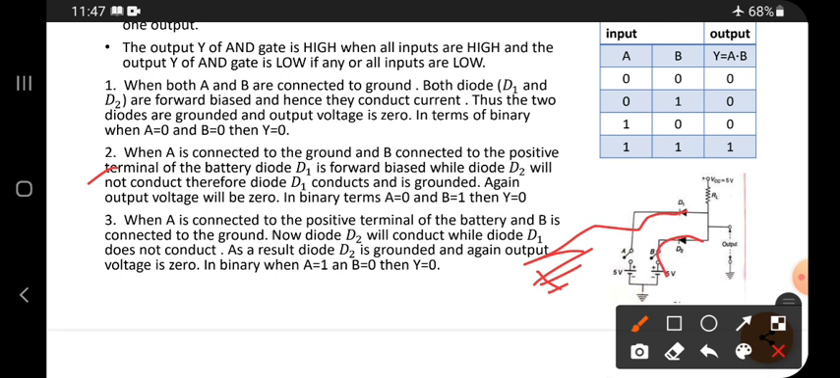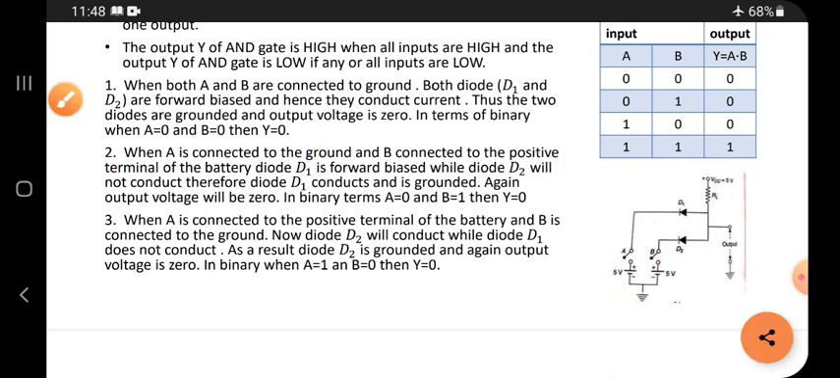Okay, the positive terminal of the battery: diode D1 is forward biased. Why? Because it is connected to the ground, so the voltage flows in this direction. And diode D2, see here, does not conduct. Why? Because it is in reverse bias.